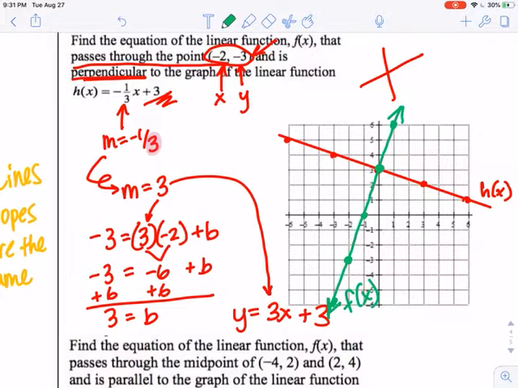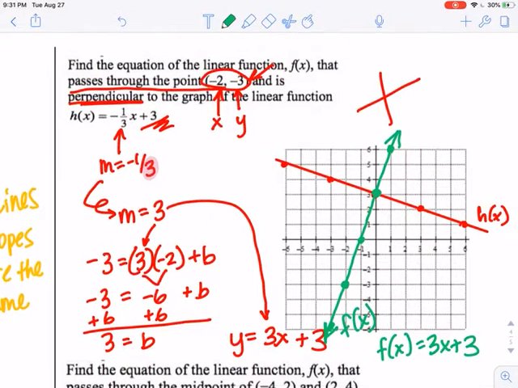If you were wondering, we probably should write this f of x equals 3x plus 3, because they did tell us that the new equation is f of x. So if they tell you what it is, you can always do it that way.